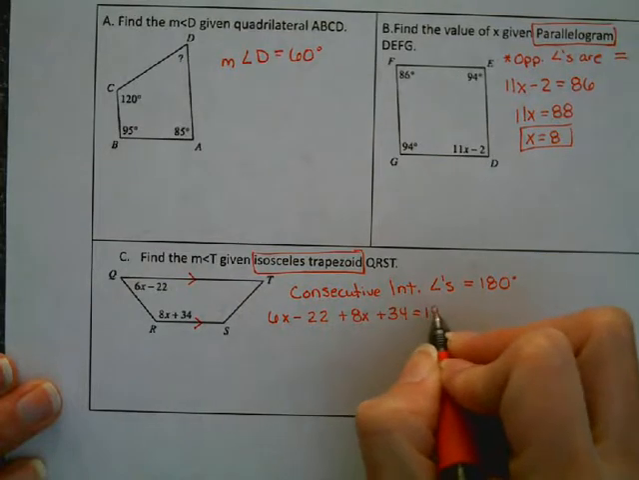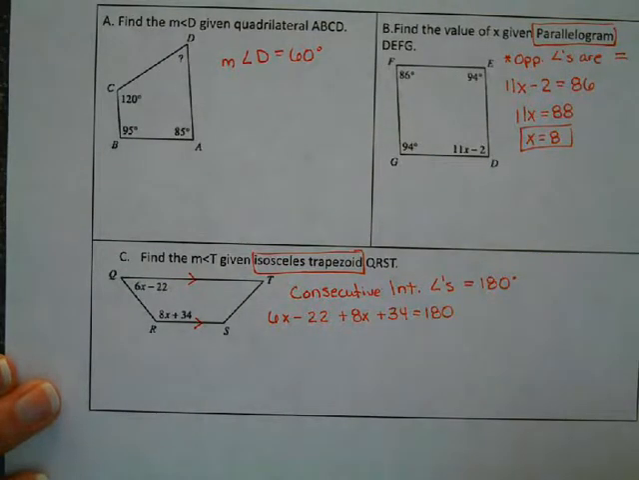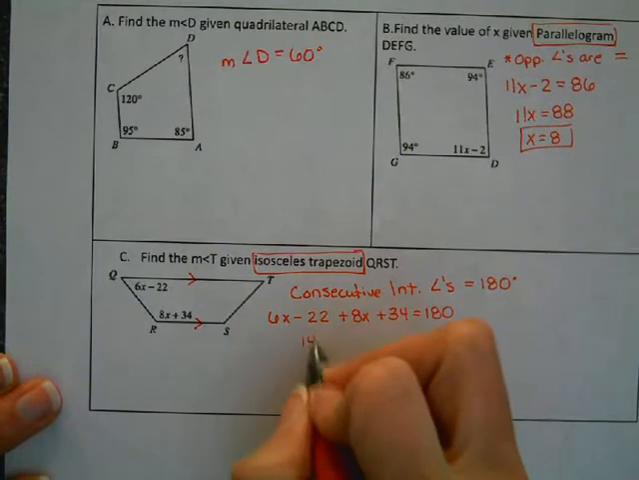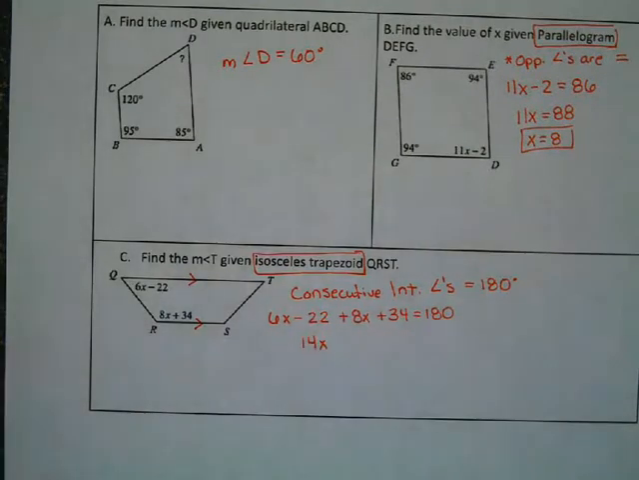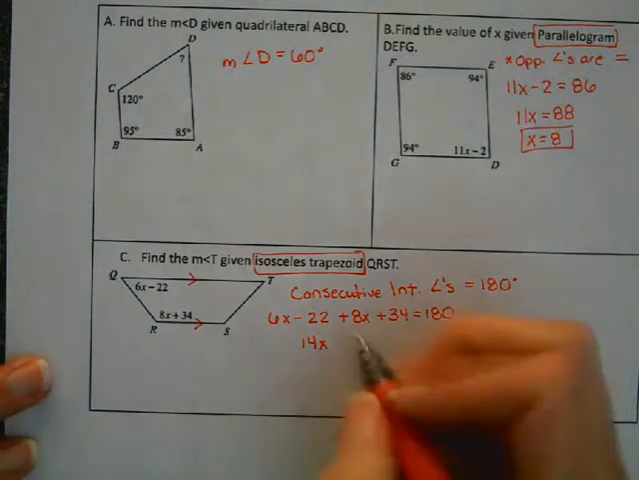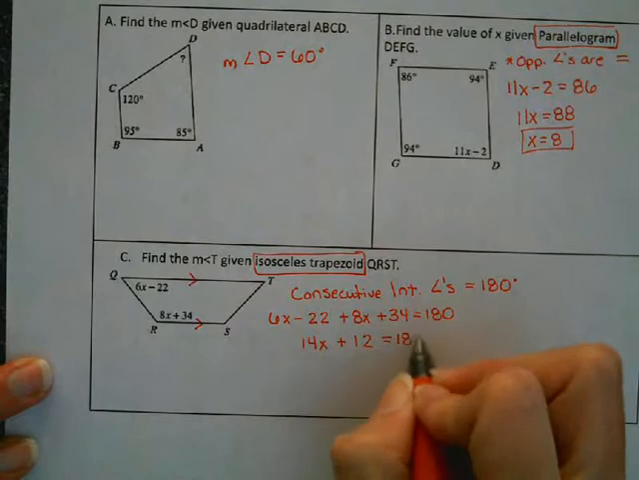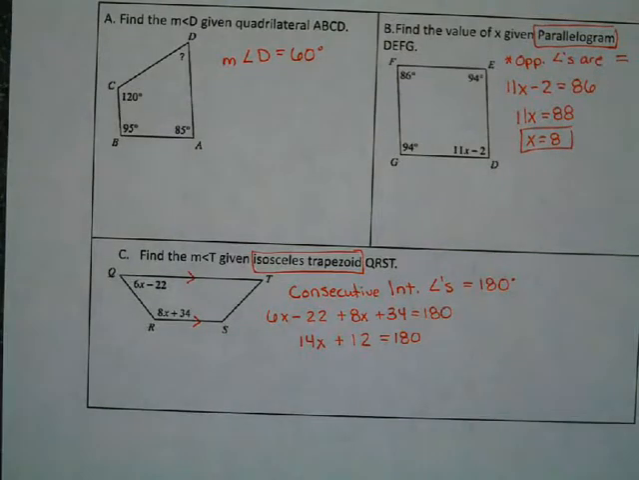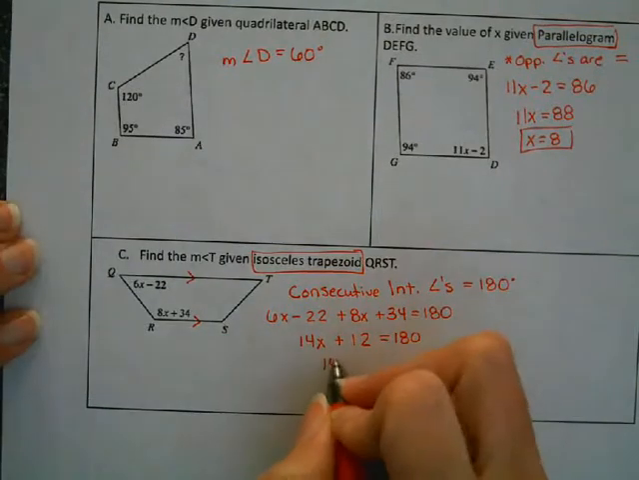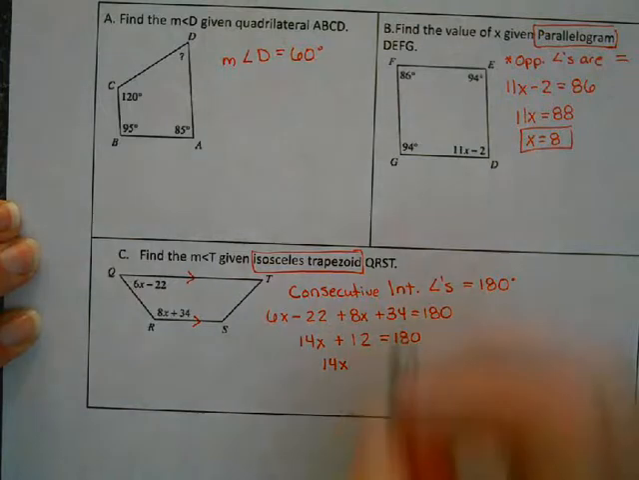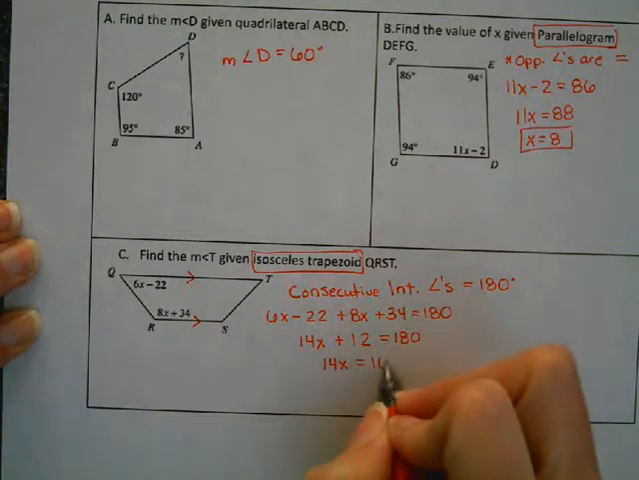So we'll combine our like terms. 6x plus 8x is 14x. Negative 22 plus 34 is positive 12. And we'll solve by subtracting 12 to the other side. And we'll divide that by 14.